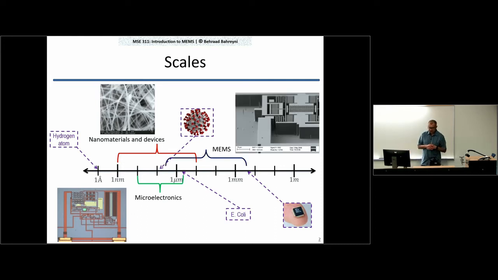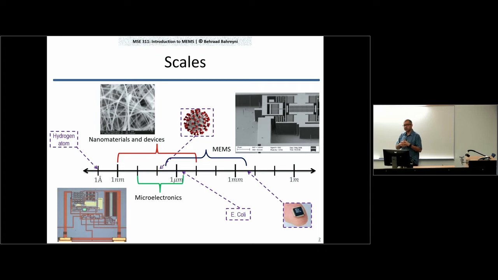MEMS devices are typically in the range that is shown. The critical dimensions are on the order of micrometers or so, a couple of micrometers to maybe half a micrometer. So what do I mean by critical dimension? It means the minimum beam width, or the minimum distance you can have between two structures, or the minimum thicknesses of the layers that you can use.